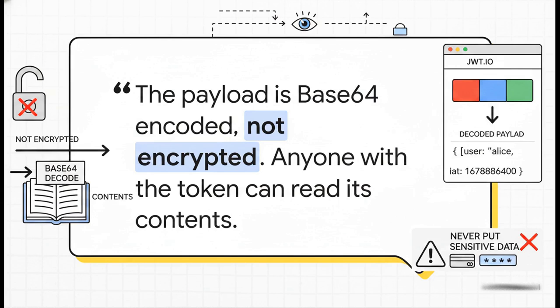The payload is base64 encoded. It is not encrypted. I'm going to say that again. It is not encrypted. Anyone who gets their hands on a JWT can pop it into a decoder, like the one on jwt.io, and read everything in the payload plain as day. This is a feature, not a bug, but it means you must never, ever put sensitive data like passwords, social security numbers, or anything you wouldn't want public inside a JWT payload.